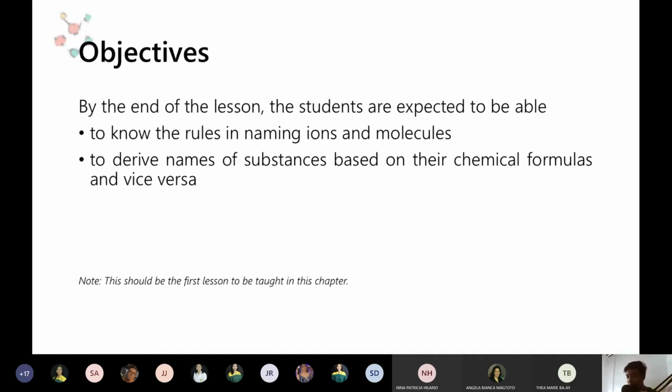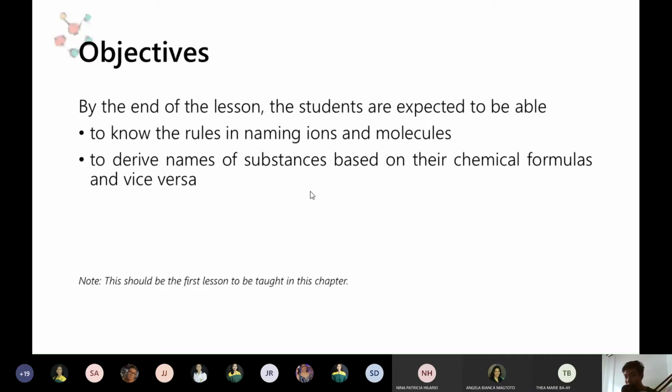I believe this will be the third time na madidiscuss to. The first one was your junior high school chemistry. The second one is your senior high school chemistry, either Gen Chem or physical science. Ako, nagtuturo ako dati ng Gen Chem pati physical science, so kino-cover namin to. I believe na-cover din to ng teachers niyo dati. And ngayon yung third time na.